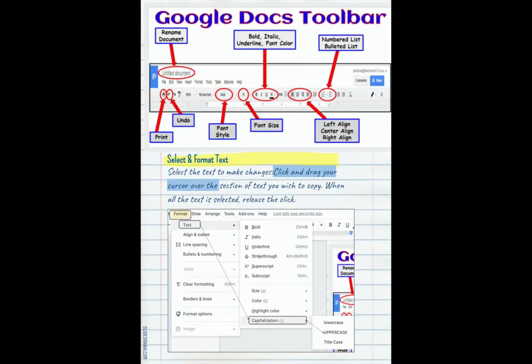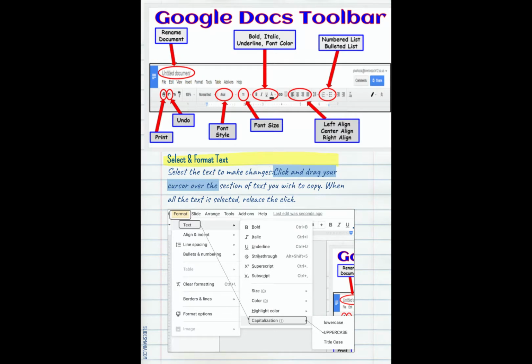You may be familiar already with the Google Docs toolbar, where the buttons are labeled at the top to allow you to print and undo or redo your actions. You could change font styles and sizes, as well as make them bold, italicized, underline, or change the color. You can also change the alignment and make numbered or bulleted lists.